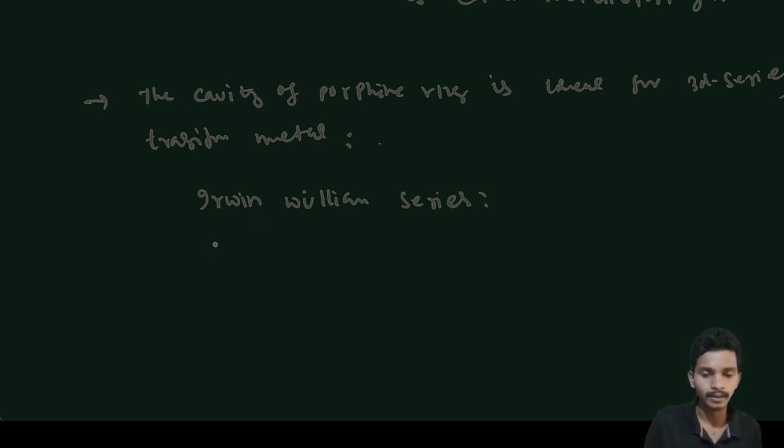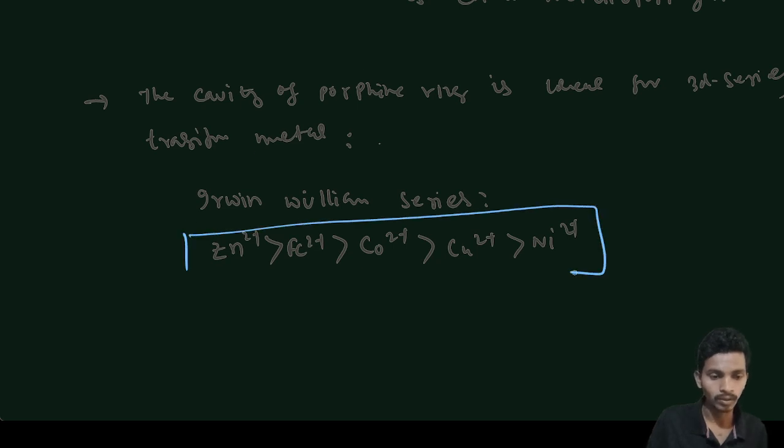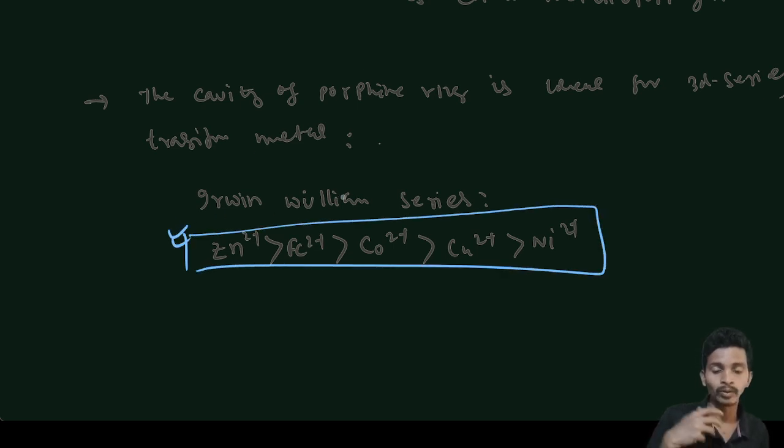What it says is that first will be manganese, then zinc 2 plus, then ferrous 2 plus, then we will go for cobalt 2 plus, then copper 2 plus, then nickel 2 plus. Okay, so this is the series that will be followed if you are adding metals to this cavity of the porphine ring. So this order we have to remember.